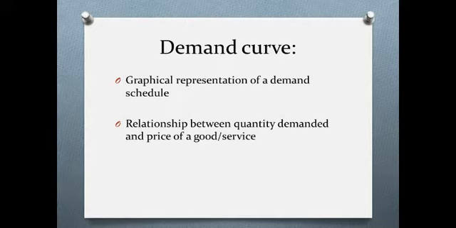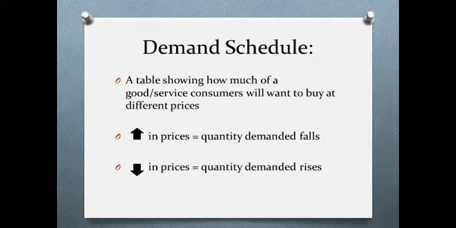So a demand curve is literally a graphical representation of a demand schedule. And what is this? Well, it's the relationship between the quantity demanded of that good or service and the price of that good or service. It's the relationship between those two things. Now, a demand schedule is a table showing how much of a good or service consumers will want to buy at different prices. So if you have an increase in prices, the quantity demanded falls. If you have a decrease in prices, then the quantity demanded rises. This is otherwise known as the law of demand.